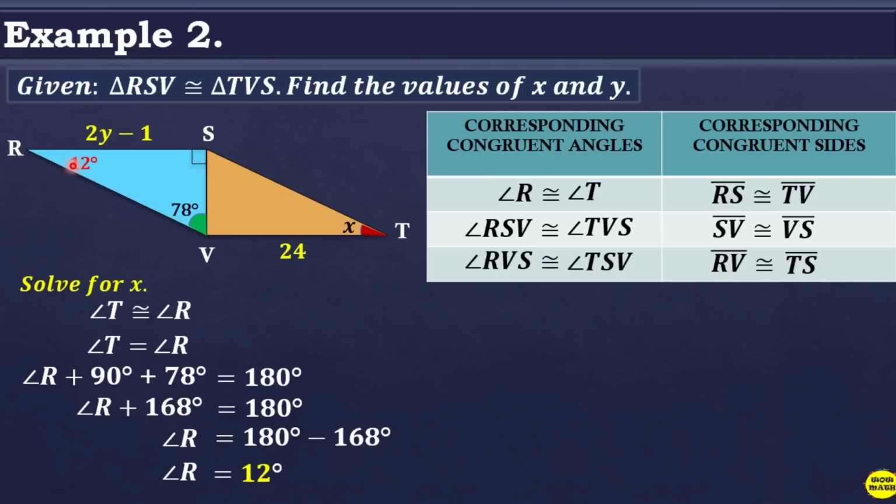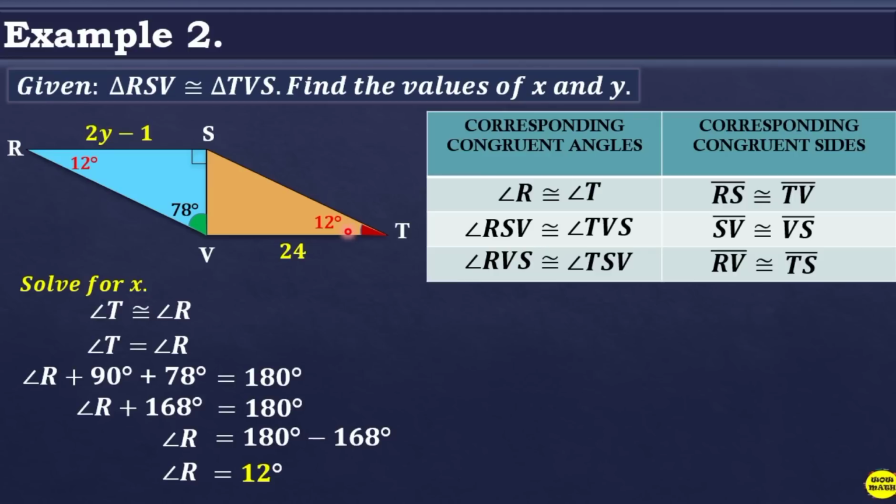Kaya lang, hindi yun ang hinahanap. Ang hinahanap po ay itong x. Now, apply mo to, gamitin mo to. Angle T is congruent to angle R. So, yung measure nito, congruent daw kay R. So, therefore, this is also 12 degrees.